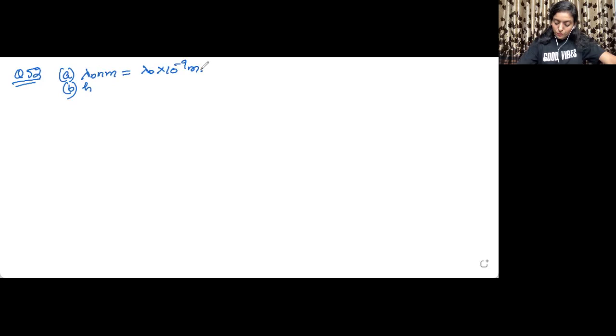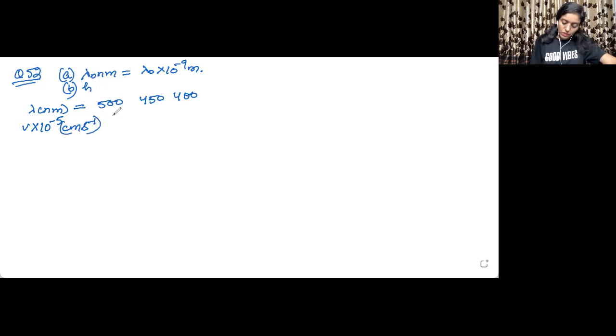Now the values that have been given to us: lambda in nanometer is equal to 500, 450, 400. Velocity has been given as 10 raised to the power 5 centimeter per second. For this wavelength, this is the velocity of the photoelectron. From this we will be able to find out the kinetic energy. Here it is 5.35. So we have been given these values and we need to find out lambda naught.